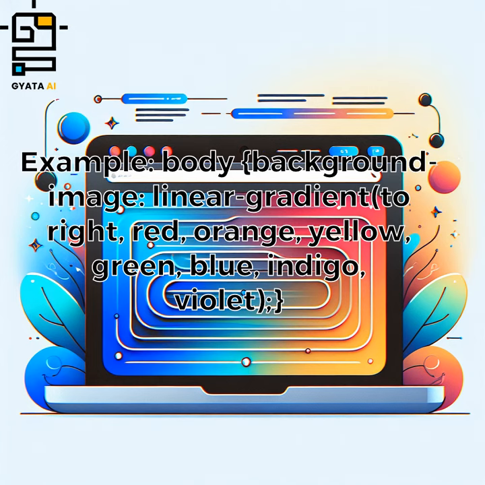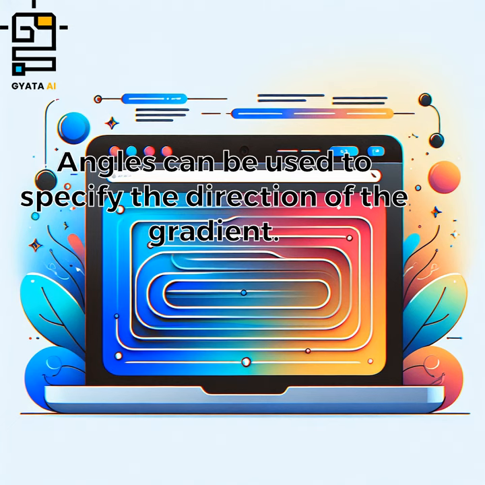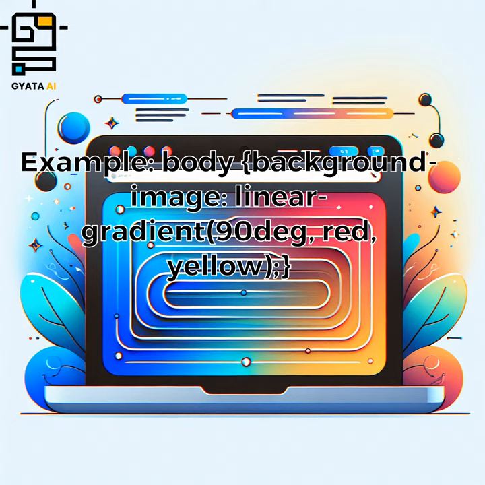Example: body { background: linear-gradient(to right, red, orange, yellow, green, blue, indigo, violet); }. Using angles in CSS linear gradients: angles can be used to specify the direction of the gradient. Example: body { background-image: linear-gradient(90deg, red, yellow); }.